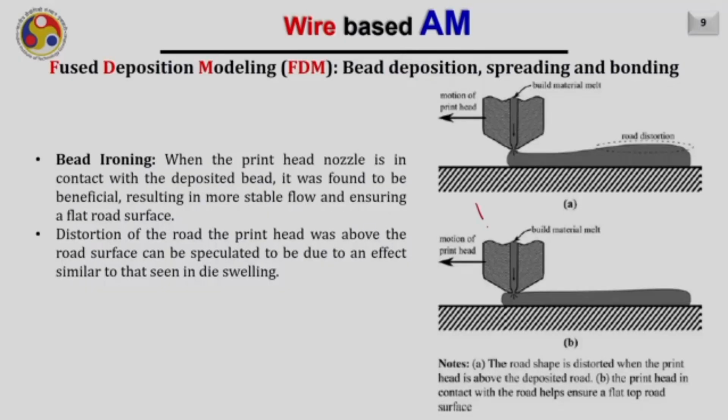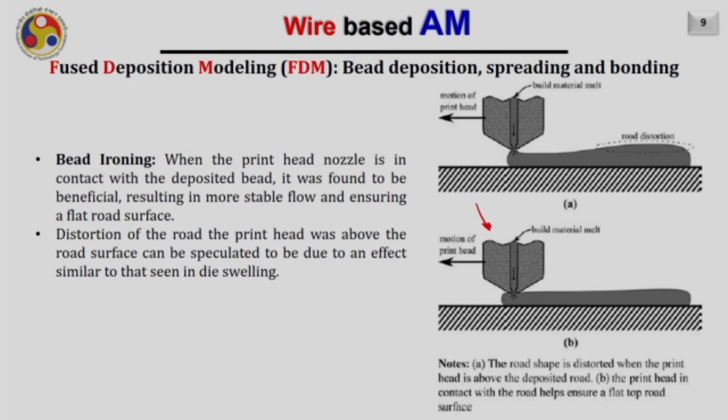To avoid that, we push that bead immediately when it comes out of the nozzle, in such a way that your top surface doesn't get affected much or its shape remains constant, meaning the height, the distance between the top surface of the deposited bead and the bottom surface, remains constant throughout. To make sure of that, we do a phenomenon like this. This is called bead ironing.